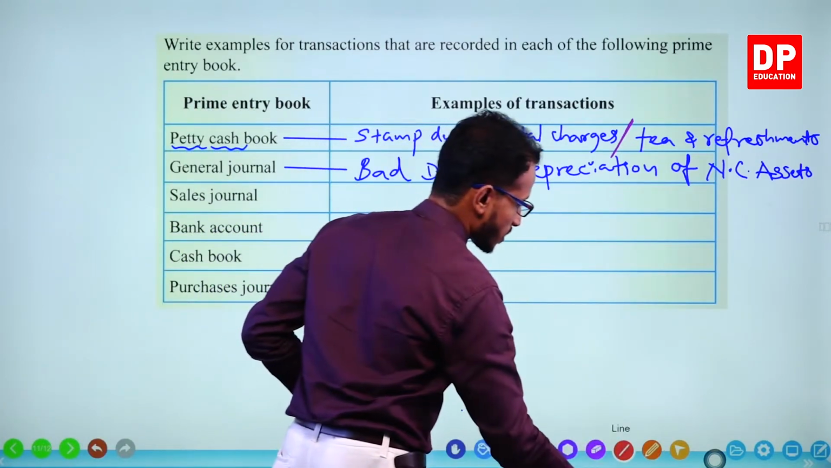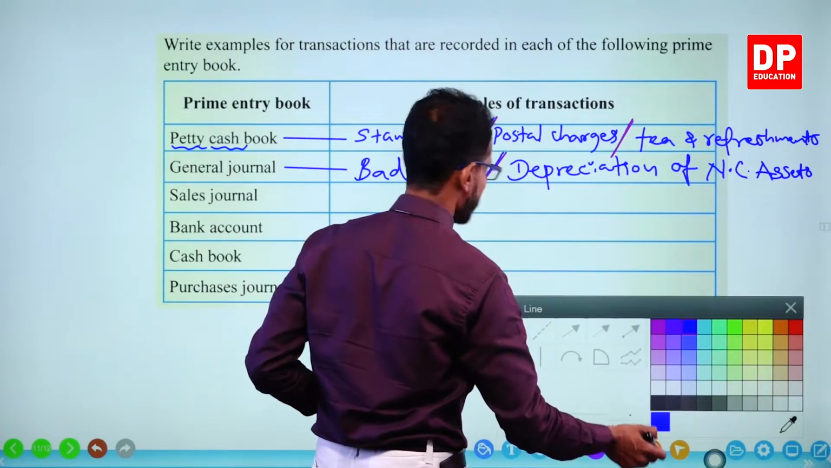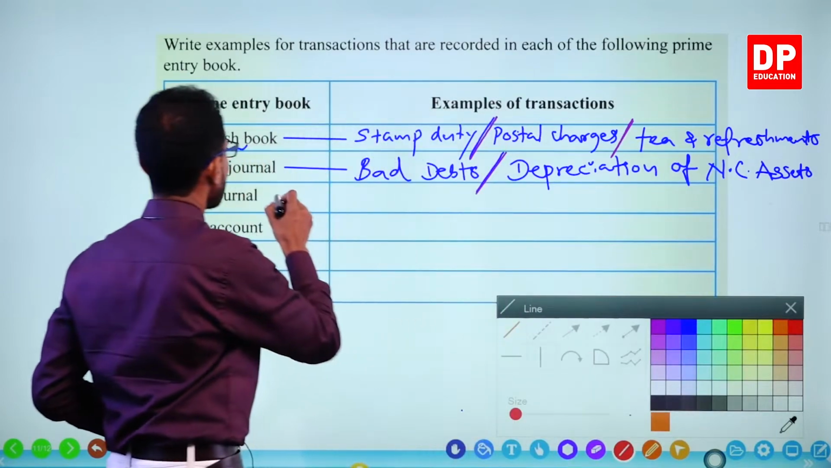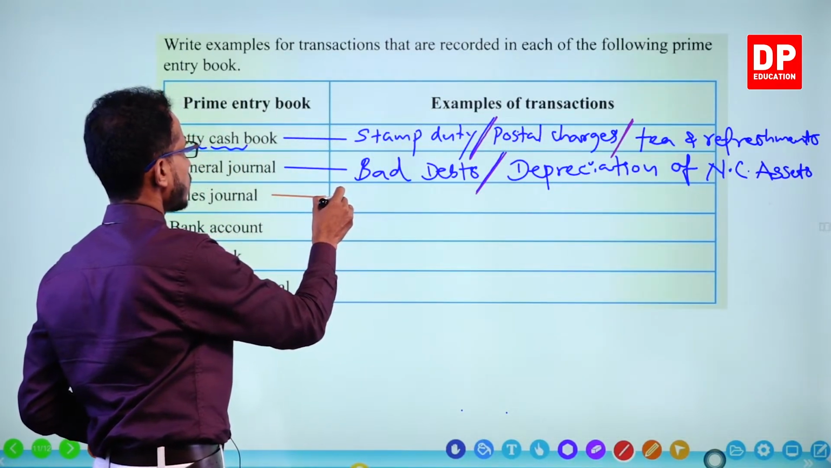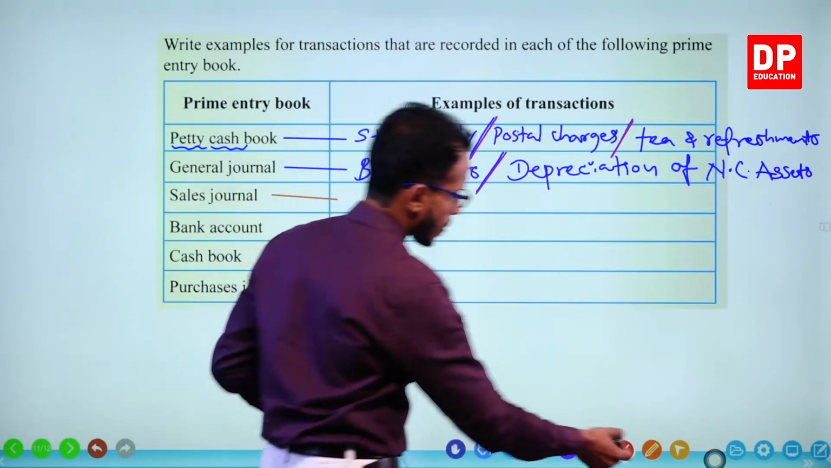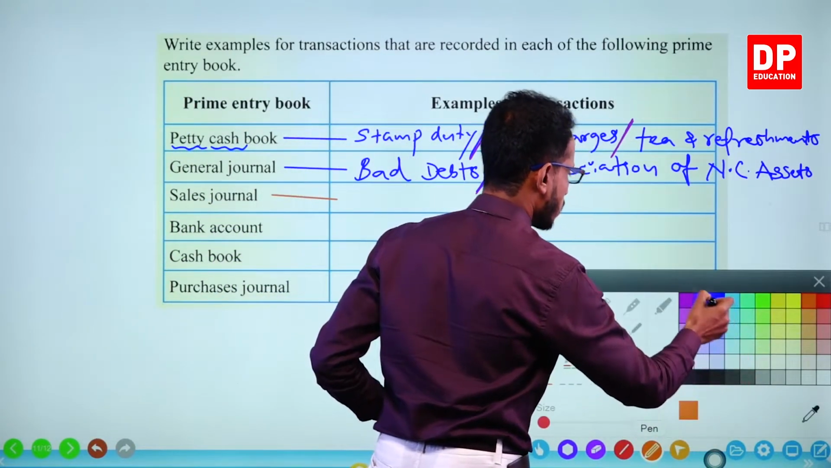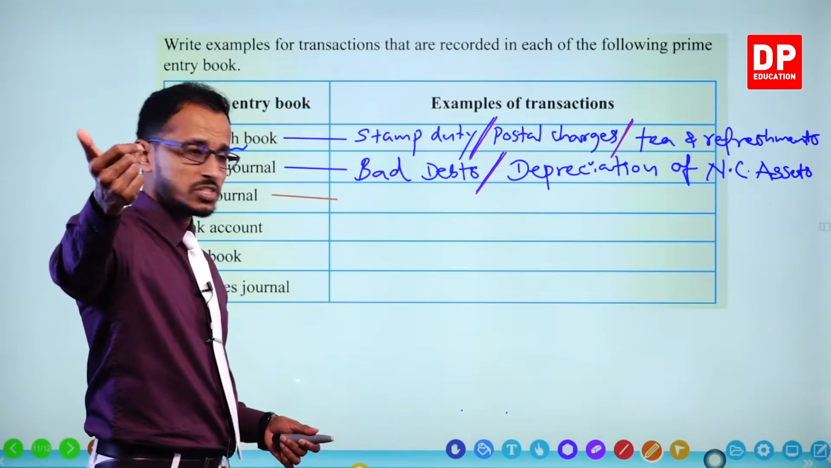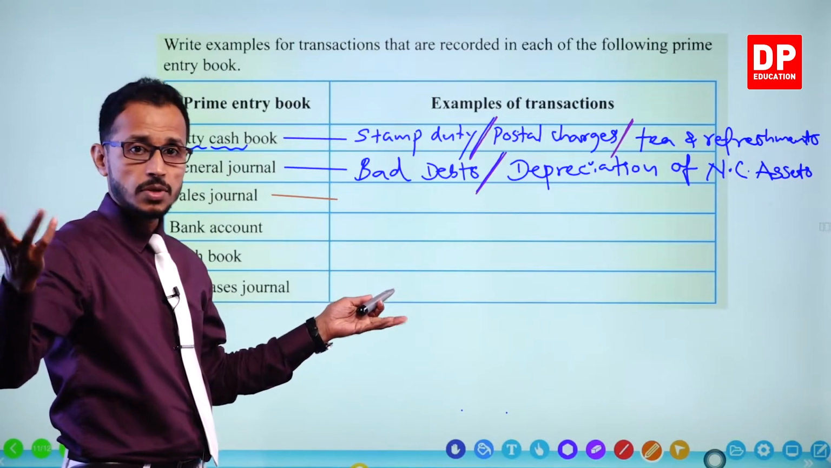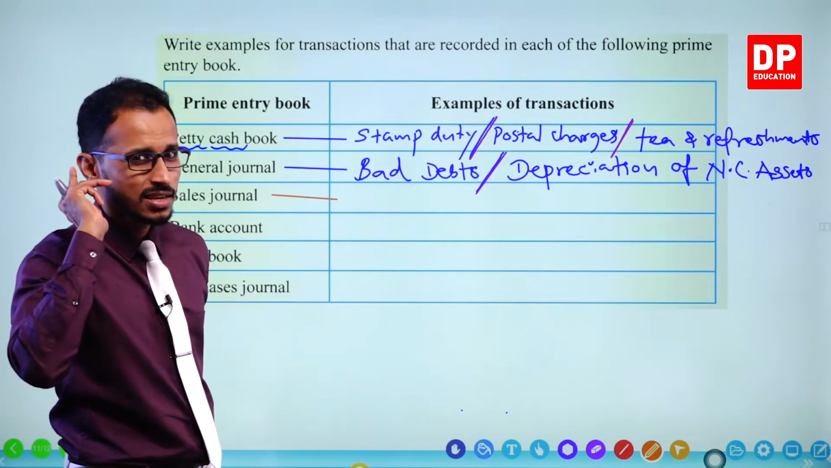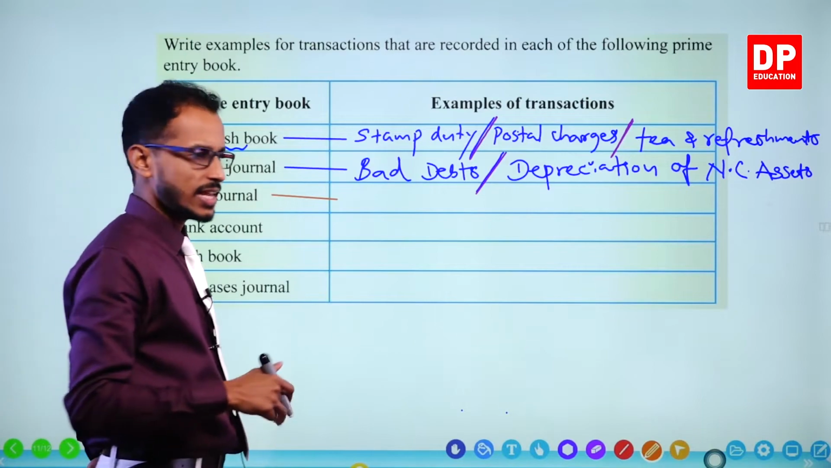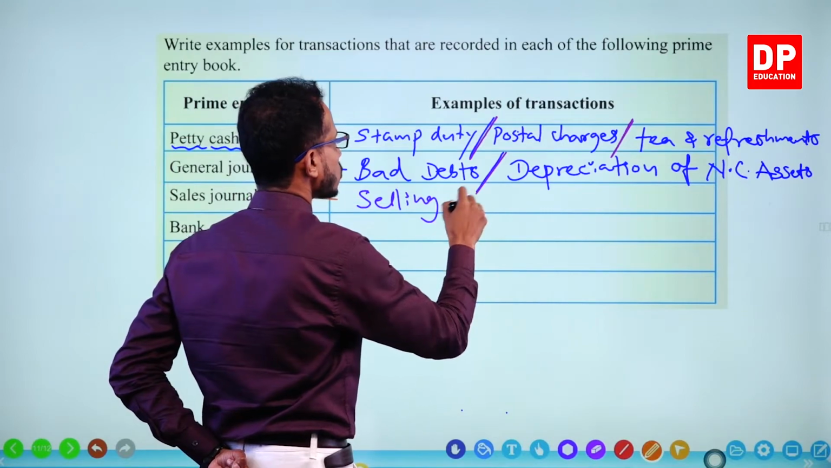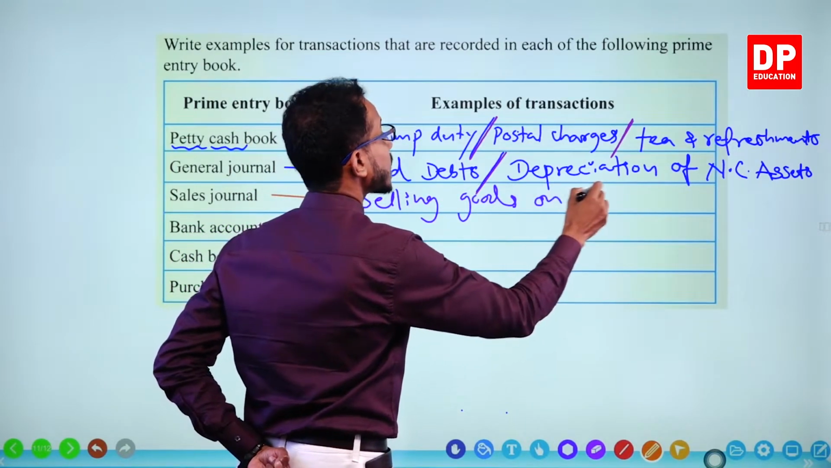We know what transactions are recorded in the sales journal. That's easy. We know that. Tell me, sales journal, what do you put to the sales journal? Several times I have mentioned. Purchasing? No. Selling. Selling goods on credit.